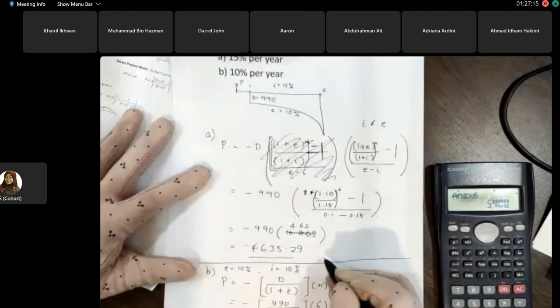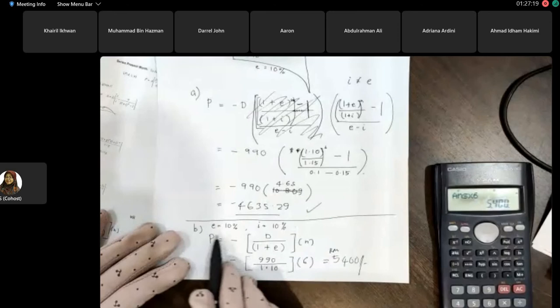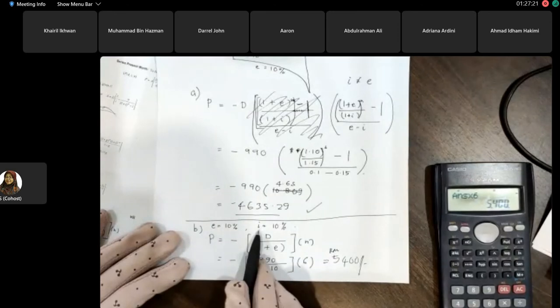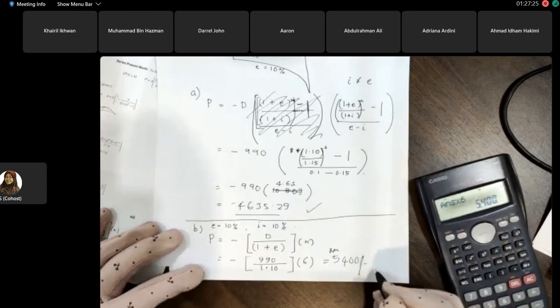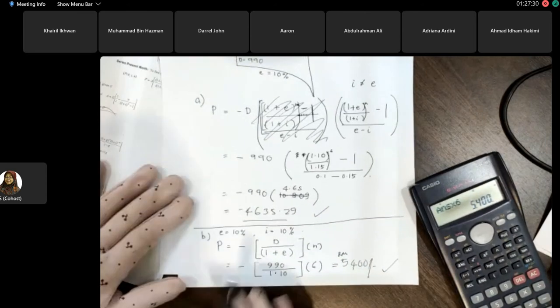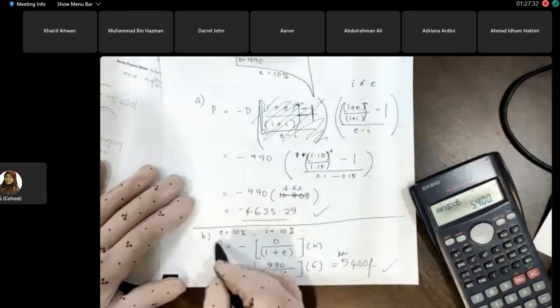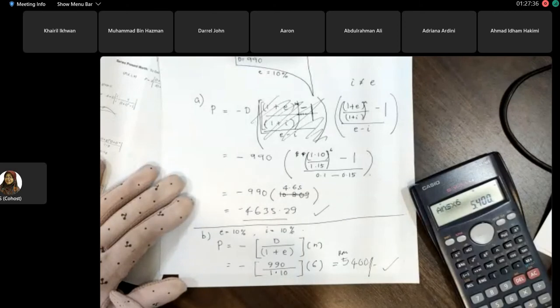So you can see dia punya beza if the interest ataupun if the growth rate tu different with the incremental, so the answer is this one. And if the incremental and the interest is same, so you will get this value. Now you convert P tau. You also can convert to F ke A ke? Can you convert to F? Can you convert to A?